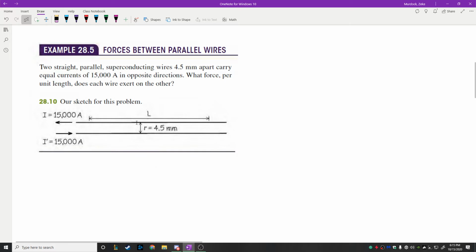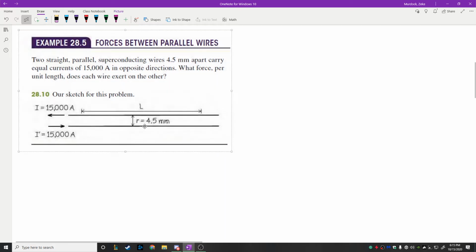So we have two straight parallel superconducting wires that are 4.5 millimeters apart. I don't know why it's important that they're superconducting. They carry equal currents of 15,000 amps in opposite directions, a huge amount of current. What force per unit length does each wire exert on the other? We don't know the length, we just want to find the force per unit length. This is what we're looking for.